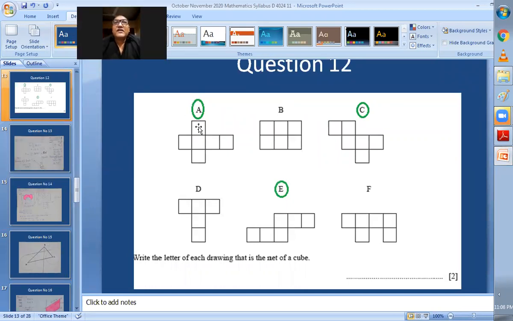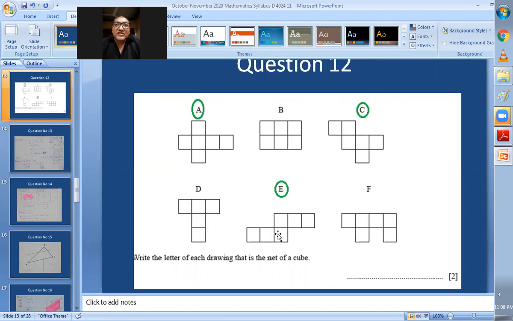So we have here, if you bend these, this will become a wall, this will become a wall, this will become a wall, this will become a wall, and this will become the roof. So this will make a cube A. Now if you bring this thing here, this will be the floor, this will be the wall, this will be the wall, this will be the wall, this will also be a wall, and this will become the roof. So this also makes a cube.